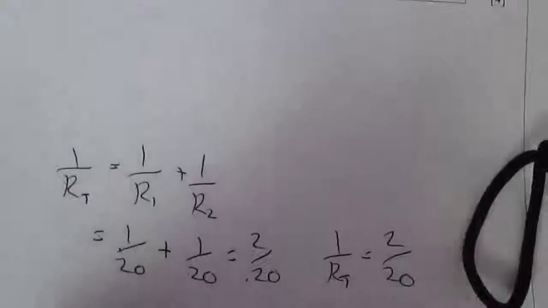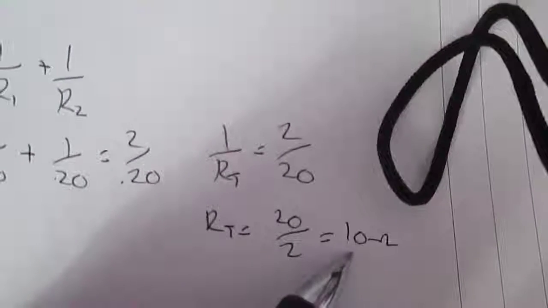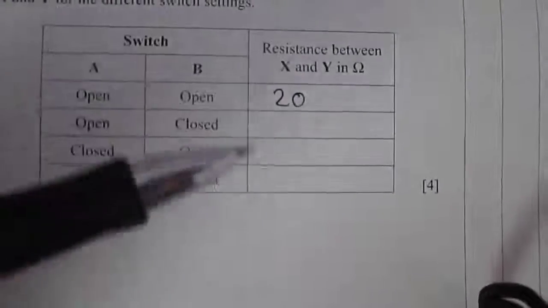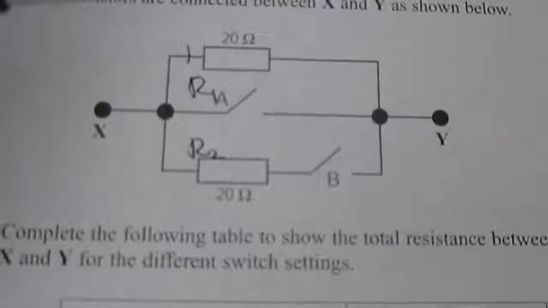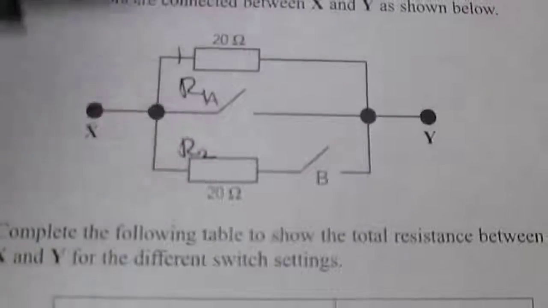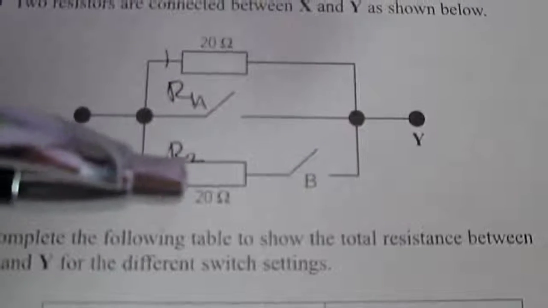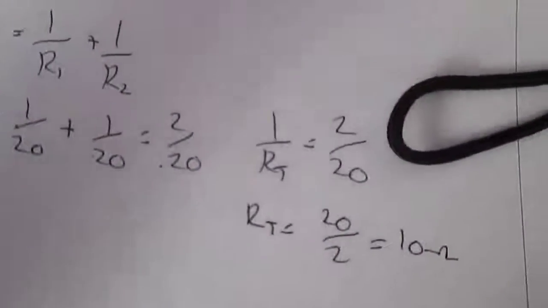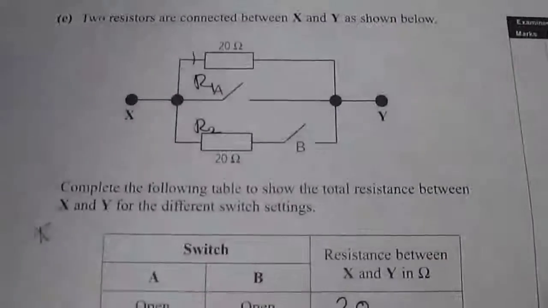We don't want 1 over the total resistance, we want the total resistance, so we then flip it. So this becomes 20 over 2, which is equal to 10 ohms. In this question you don't really have space for working out, so what you can do is remember whenever there are two resistors in parallel, both the same, the electricity will split, and the resistance is half of one of these. So half of 20 is 10, and we've just worked it out there. But if you're more confident using the equation, do it that way. Just be aware of space and things like that.